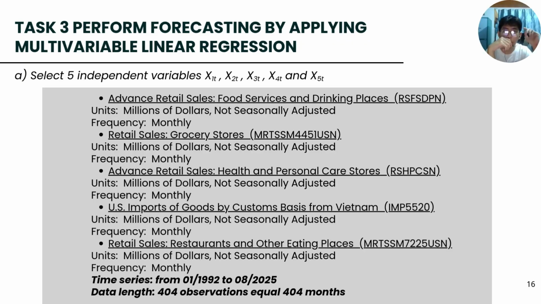Moving to task 3, first we select 5 independent variables from X1t to X5t. So we have chosen the advanced retail sales of food service and drinking places, grocery stores, health and personal care stores, US imports of goods by customs basis from Vietnam, and retail stores, restaurants, and other eating places, with time series from January 1992 to August 2025 and a data length of 404 observations.